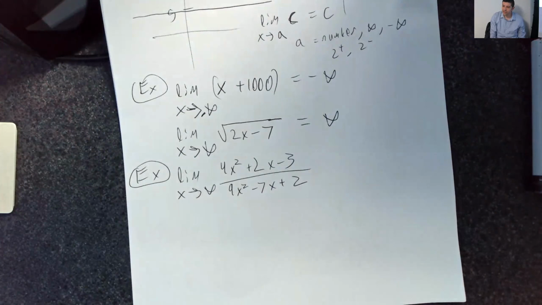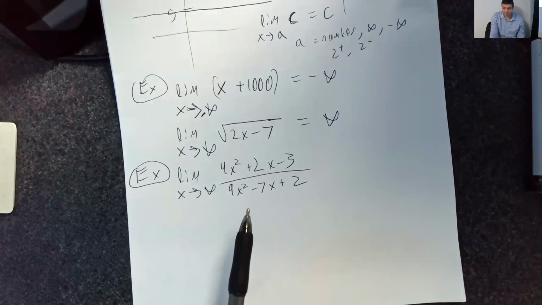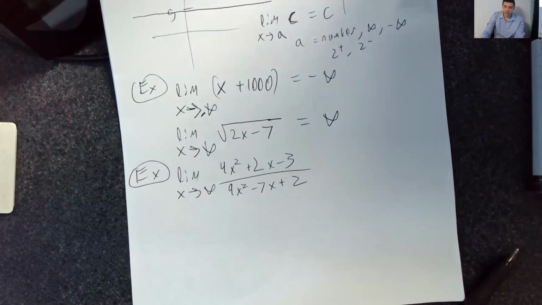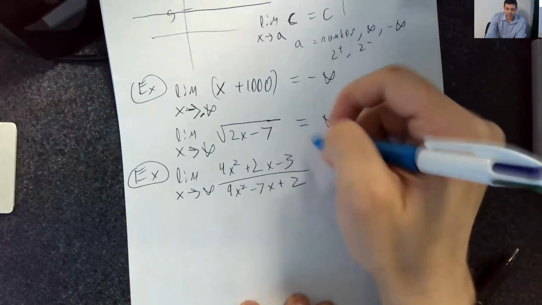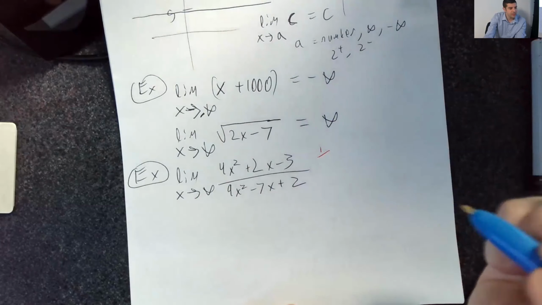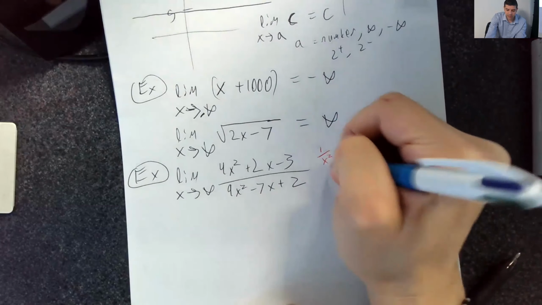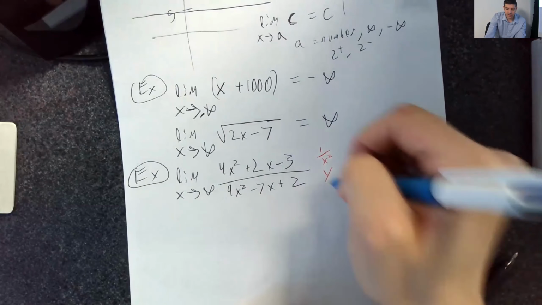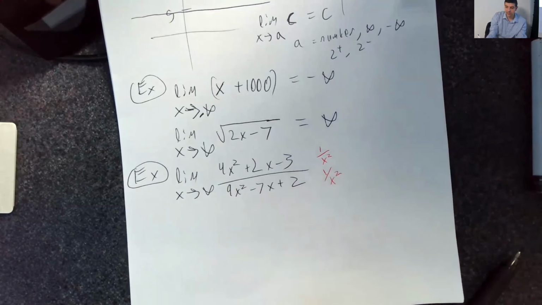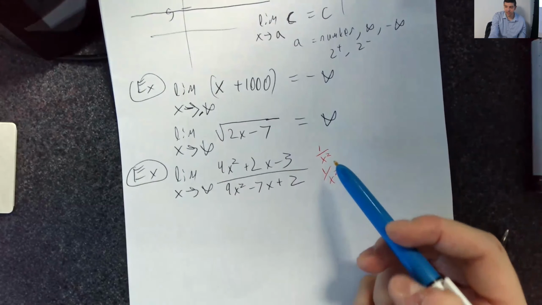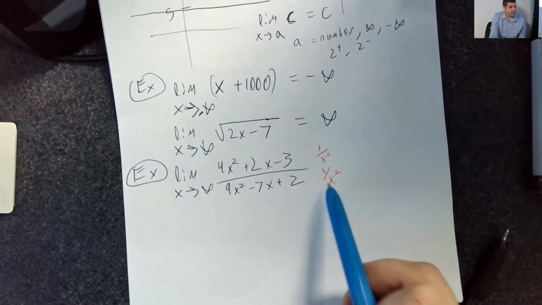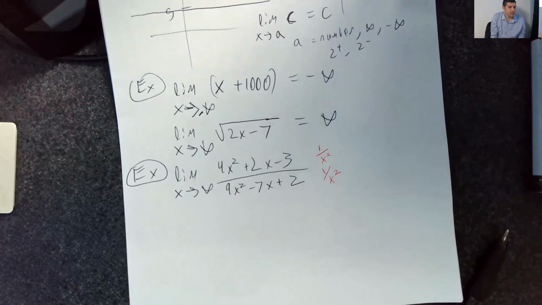Maybe someone could start off the class just by looking at the denominator. What's the biggest degree? What's the biggest x power we see? Squared. x squared. So numerator and denominator, what do we multiply by? 1 over x squared in the numerator, 1 over x squared in the denominator. In algebra, we're allowed to do that because it's the same top and bottom, so they just cancel to one.